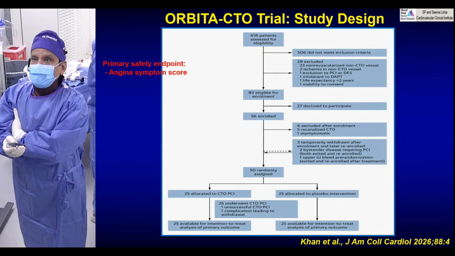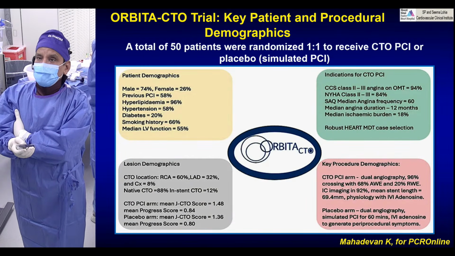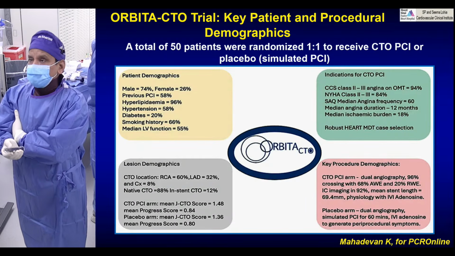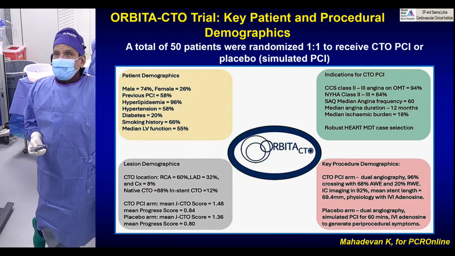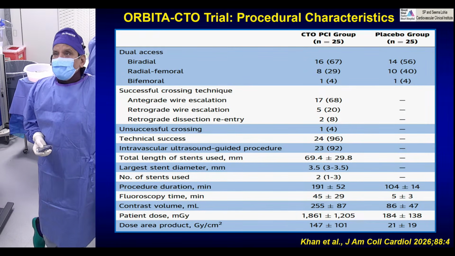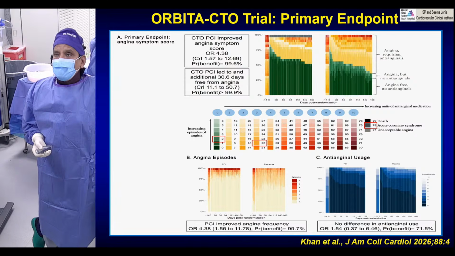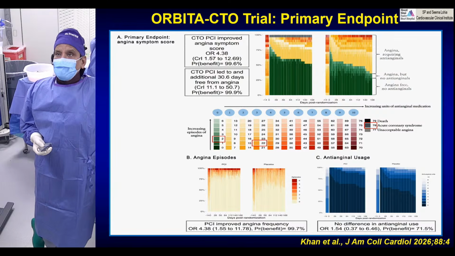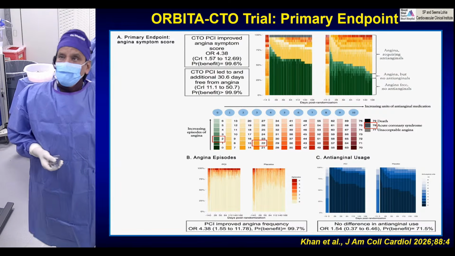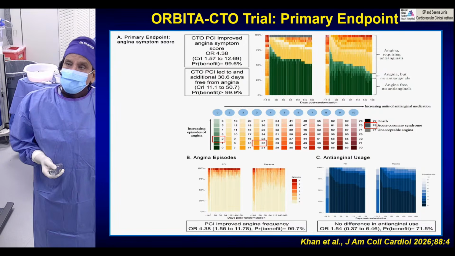This is what was done. The primary endpoint was angina symptom score. And what they found, and this is the ORBITA trial data, is that lesion characteristics and all of them were, I would say, comparable, with a small number of patients, 1 to 1 of 50 patients. But what they found basically is, you can see the success rate: one patient could not be crossed, so therefore the success rate became 96%. And this is the angina as reported by the patient. CTO PCI improved the angina symptom score, and PCI led to an additional 30.6 days free from angina. So clearly, PCI did a better job.